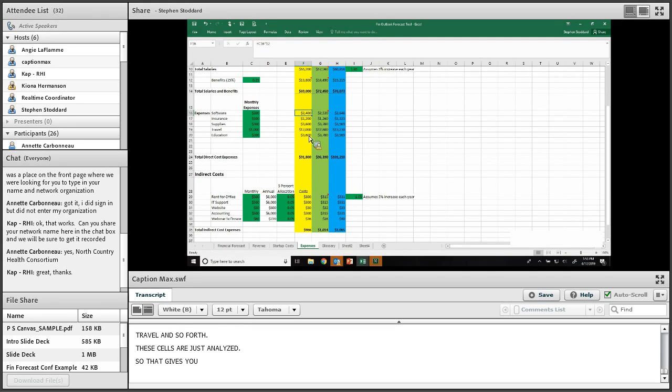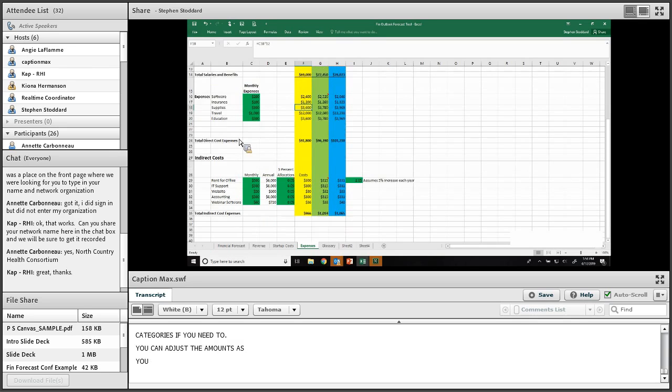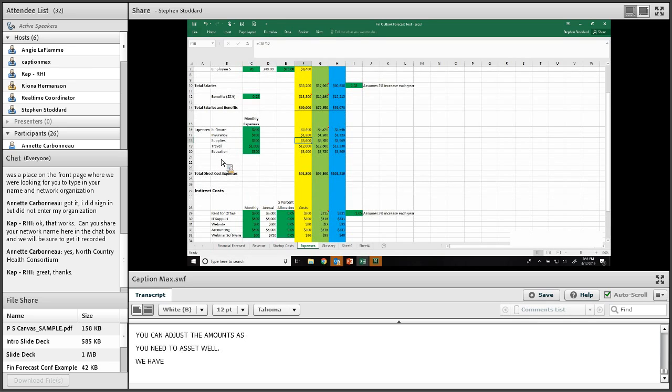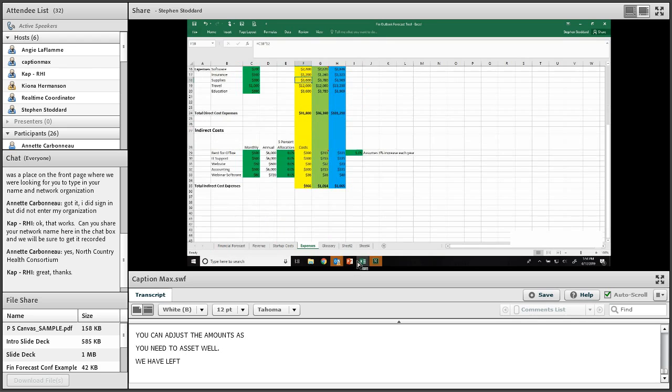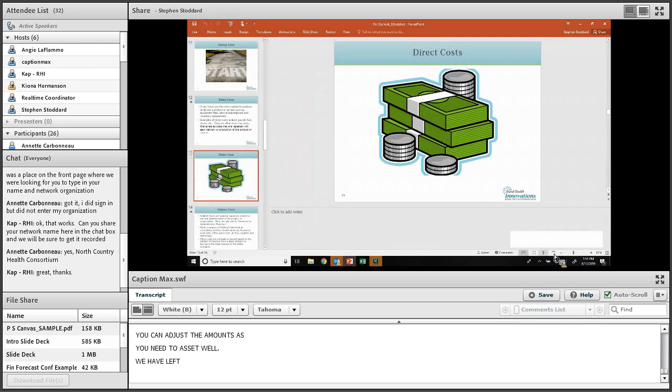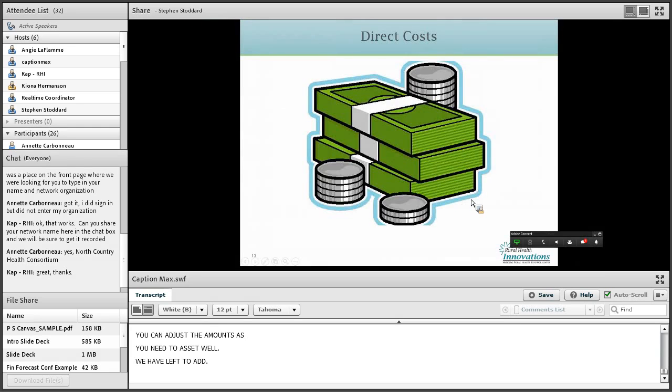To go to year 2 and 3, I just assumed a 5% increase, and that's noted there, and that can be adjusted over here in cell I-10. And then down below we've got the benefits listed and estimated based on 25% of salary. And then the other expenses are listed here.